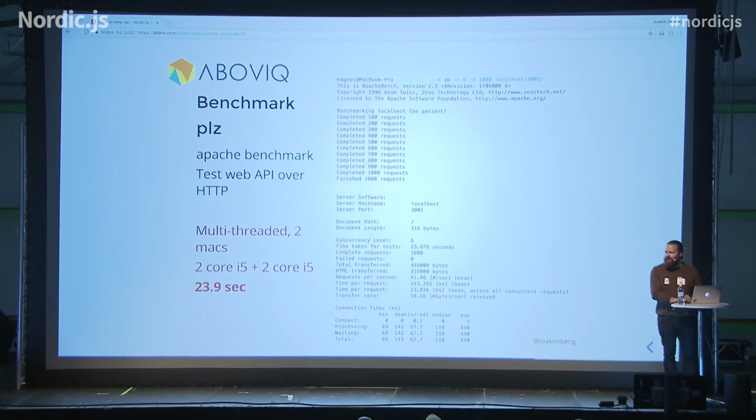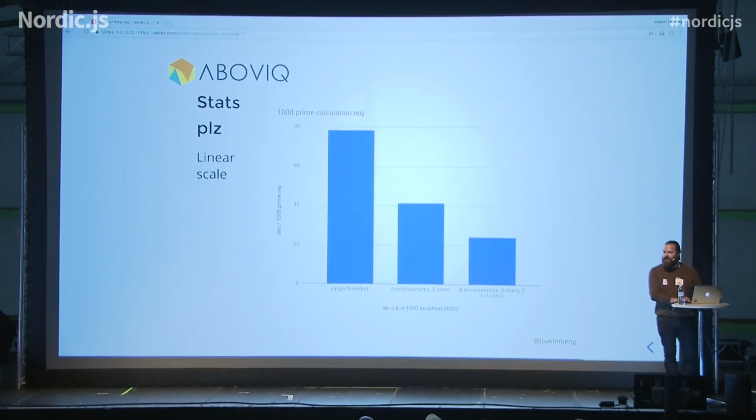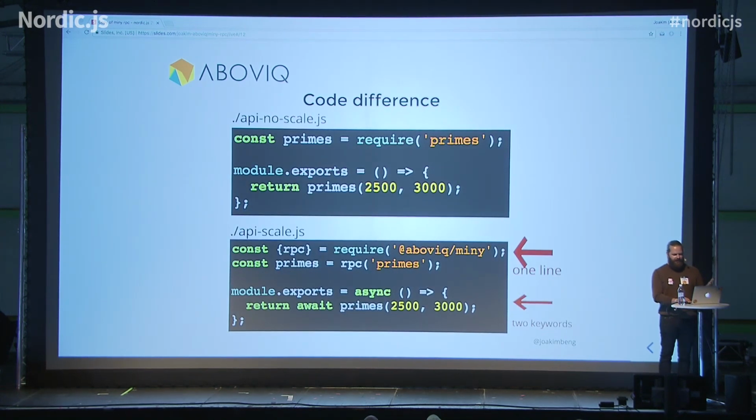So this is 2 computers running the same microservice, but the API is only running on one of them. And we almost halve the time again. So this could easily be deployed anywhere. And we have plans to make it work on a serverless platform, so you can deploy this easily. And if you see again, the difference for the developer is really small, 1 line.